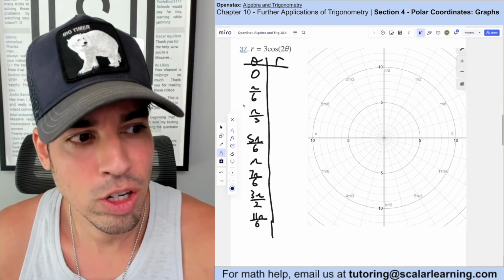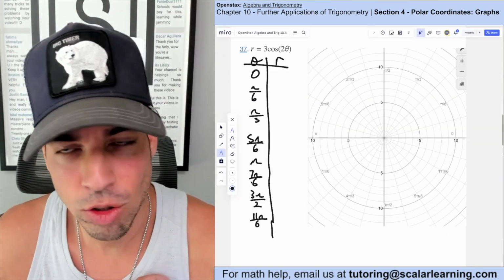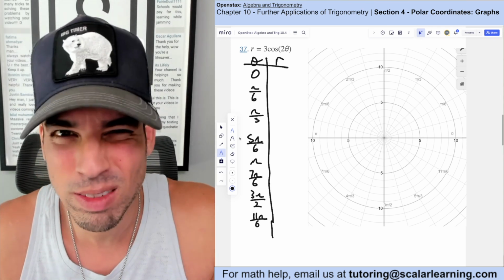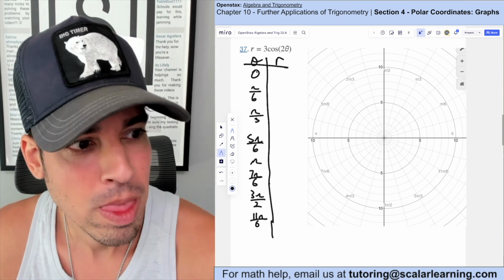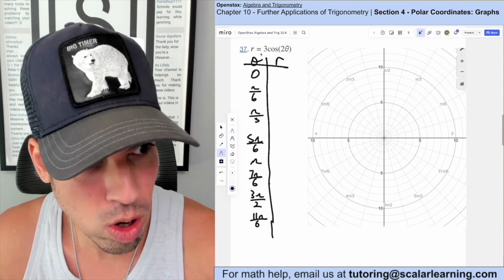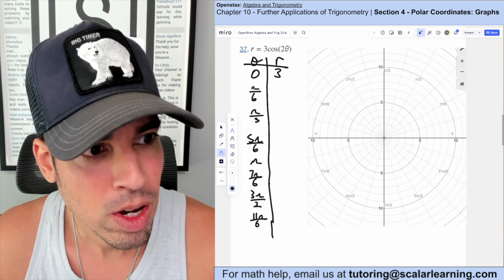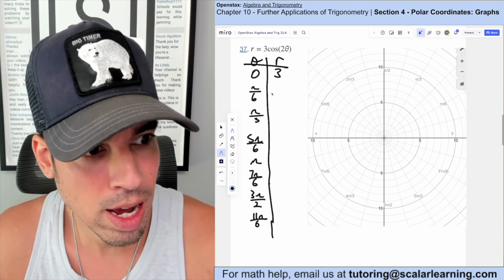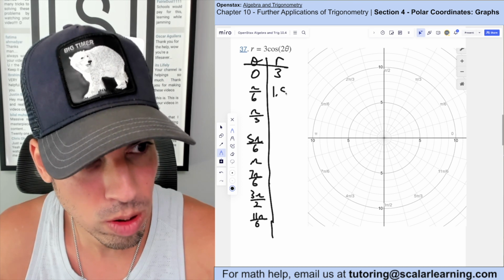Boom, done. Okay, so for this one, I picked out the following values to plot this out. So I'm going to plug and chug and see what happens. Again, this is just kind of a sampling just to give you a rough idea. So we plug in 0. 2 times 0 is 0. Cosine of 0 is 1 times 3 is 3. We got pi/6 times 2 is pi/3. Cosine of pi/3 is 1/2. So 1/2 of 3 is 1.5.